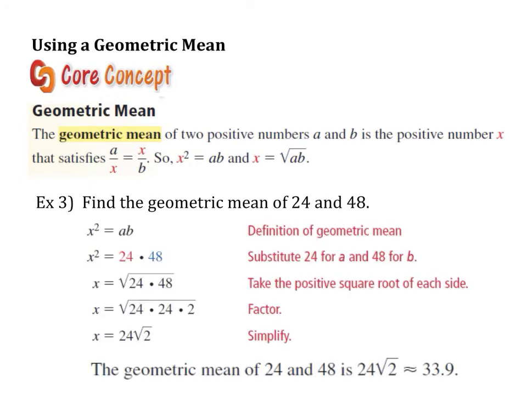Alright, let's see how you did. Did you get the geometric mean of 24 and 48 is 24 square root of 2? Completely simplify your radicals at all times. If you type it in the calculator, it should come out to 33.9, approximately.